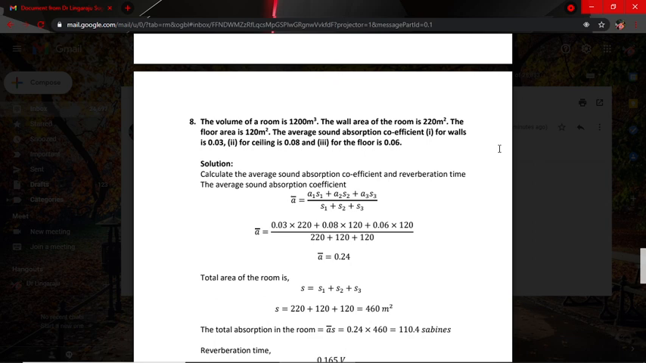The volume of a room is 1200 meter cube. The wall area of the room is 220 meters square. The floor area is 120 meters square. The average sound absorption coefficient for the wall is 0.03, for the ceiling is 0.08, and for the floor is 0.06. So everything is given. Calculate the average sound absorption coefficient and reverberation time.